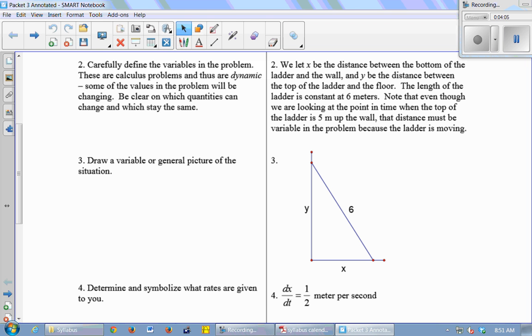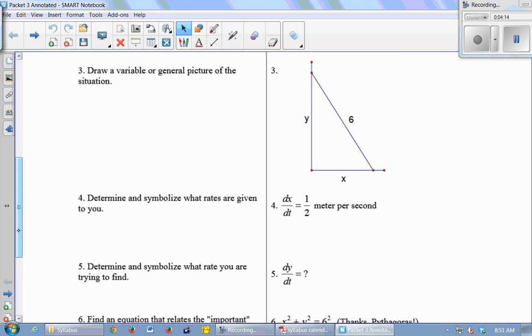All right, so step 3, always draw a picture, put your variables in it. Helps you wrap your mind around what's happening in this problem. Okay, step 4 is determine and symbolize what is given to you. Okay, so we know that dx/dt, they told us that they are moving the bottom of the ladder away from the wall at a rate of 1/2 meter per second. So dx/dt, that's the rate of change of x with respect to time, is 1/2 meter per second.